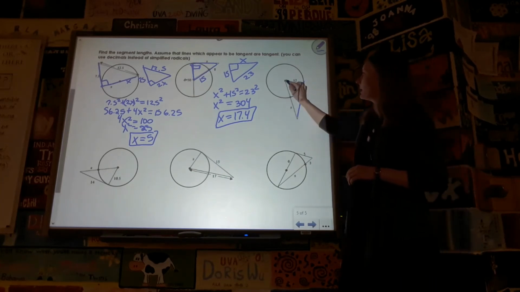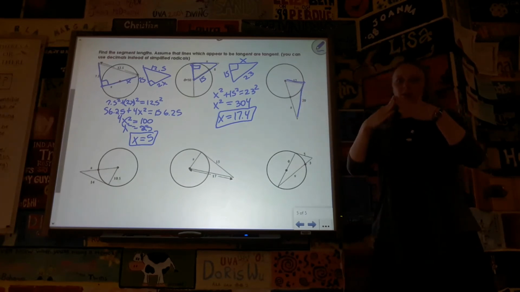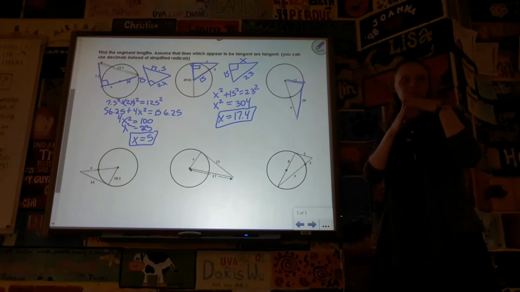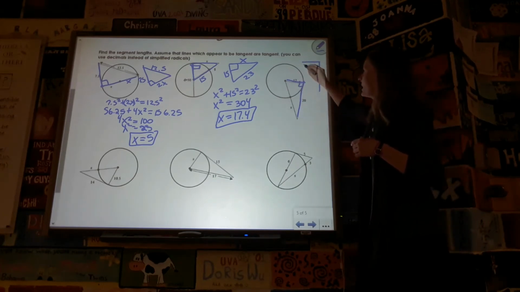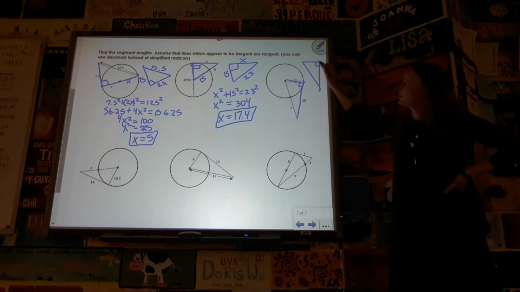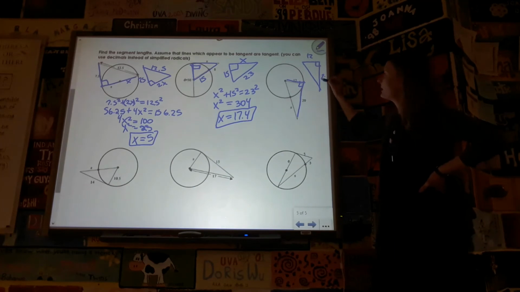Okay? Then I have my radius right here. What happens when the radius meets the tangent? It becomes a right angle. Alright, so I have a right triangle here. So what's this side up here? 12. This side right here? 20. And then again, be very careful.